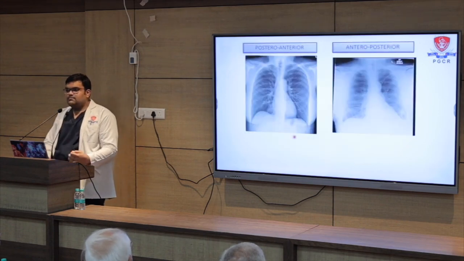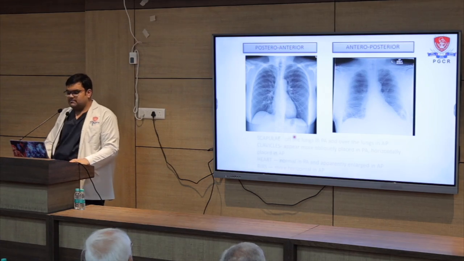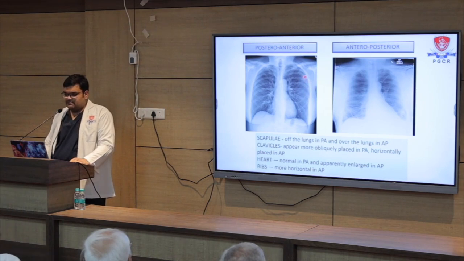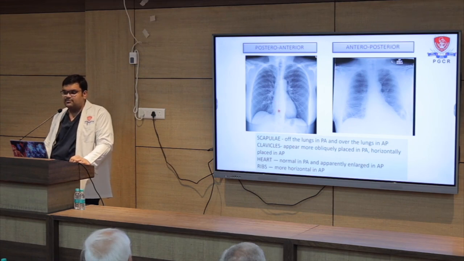Now, what are the primary differences between a PA and an AP film? The scapulae are off the lungs in a PA film and are over the lungs in an AP film. The clavicles appear more obliquely placed in PA films and are more horizontally placed in an AP film. The heart is of a normal size in a PA film and apparently enlarged in an AP film, and the ribs are more horizontally placed in an AP film.